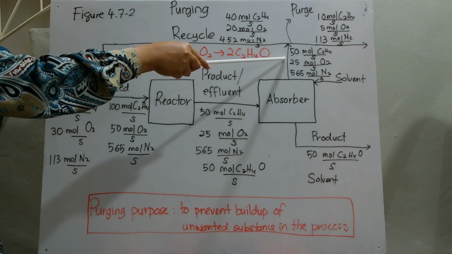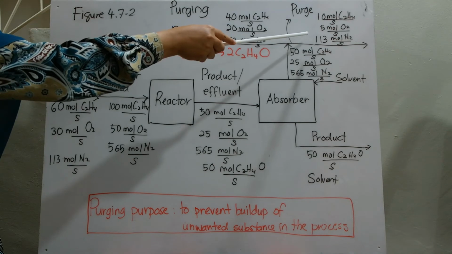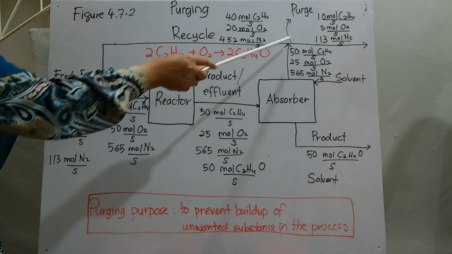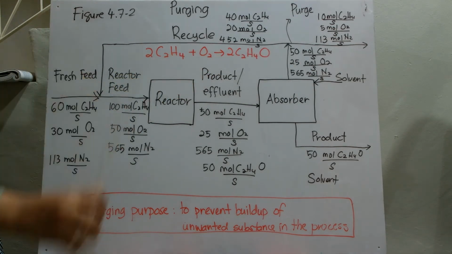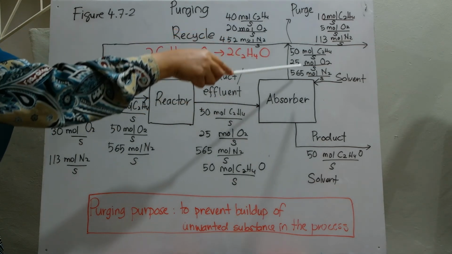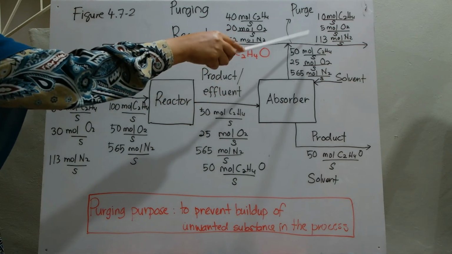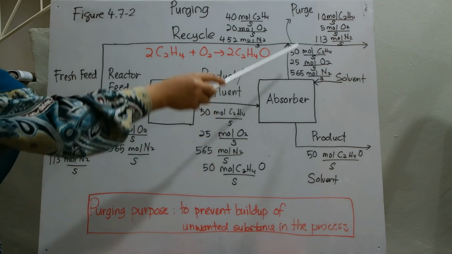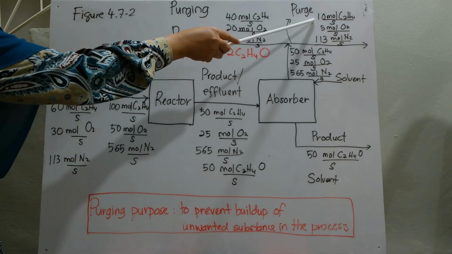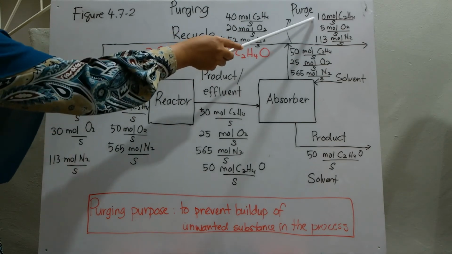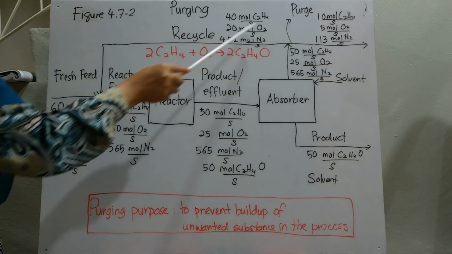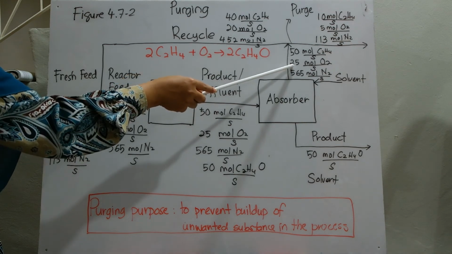When we split this outlet into two streams, recycle and purge, we have to remember that the composition of this stream and this stream is equal. The composition will remain the same. However, the values may not be the same, but the composition is always the same. Here, your ethylene is 50. When you split it, one becomes 10, one becomes 40. But totaled up, 40 plus 10 becomes 50. Oxygen is 25. Some parts go into the purging line, 5 plus 20 becomes again 25 from the parent line.